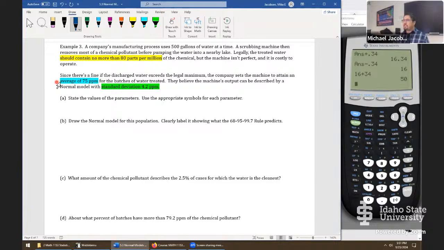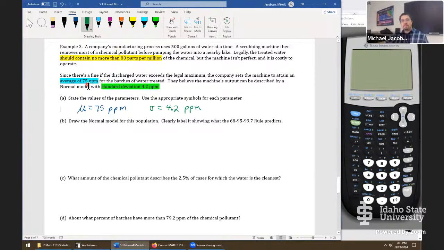Y bar wouldn't necessarily lose you a whole lot of credit on this problem because you're thinking along the right tracks. Y bar is an average or a mean. But if you're modeling a population, we use the parameter to display that. So we'll say mu is 75 parts per million. Likewise, this one is sigma. Looks like a weird little o with the tail on the right end. Sigma is the population standard deviation of 4.2 parts per million.